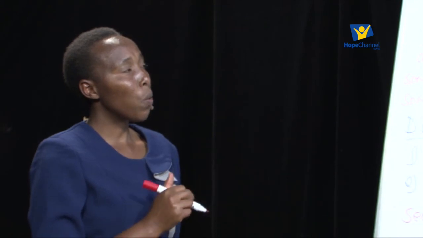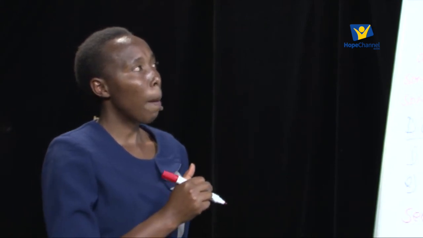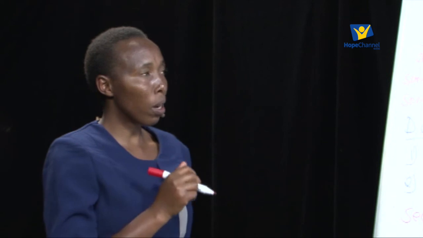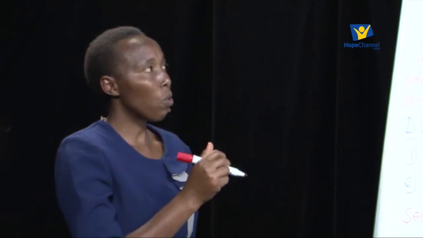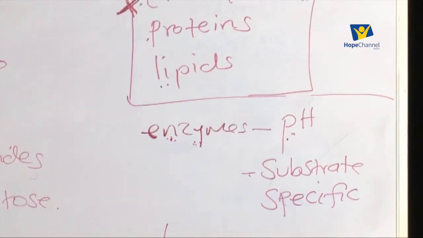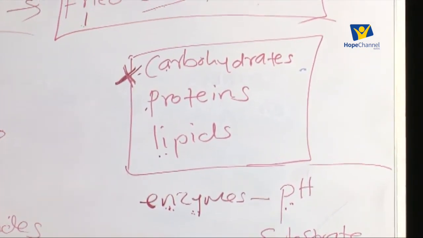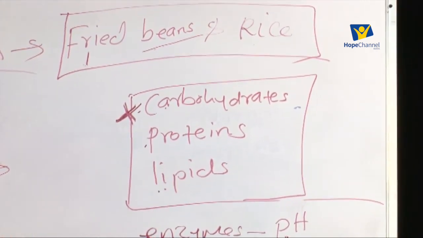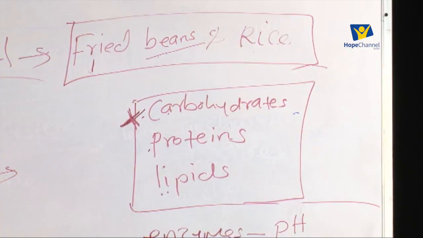But so far we have digested our food substance. Remember, we had a food sample of fried beans and rice. We have seen that beans are protein in nature, rice is carbohydrate, and the process of breaking down carbohydrates starts in the mouth. The process of breaking down protein starts in the stomach, while the process of breaking down lipids starts in the duodenum. In our next lesson, we are going to wind up the whole process of digestion in a human being.